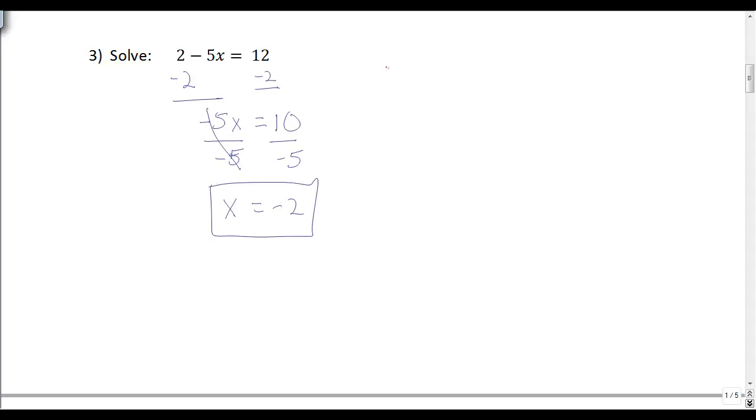So there's my answer. And you can check this to make sure it's correct. I just plug a negative 2 in where I see x. So 2 minus 5 times negative 2. Okay, so I'm going to think 5 times 2 is 10. Really, this is then minus negative 10. And that turns into a 2 plus 10, which does give me the 12 that I was expecting.